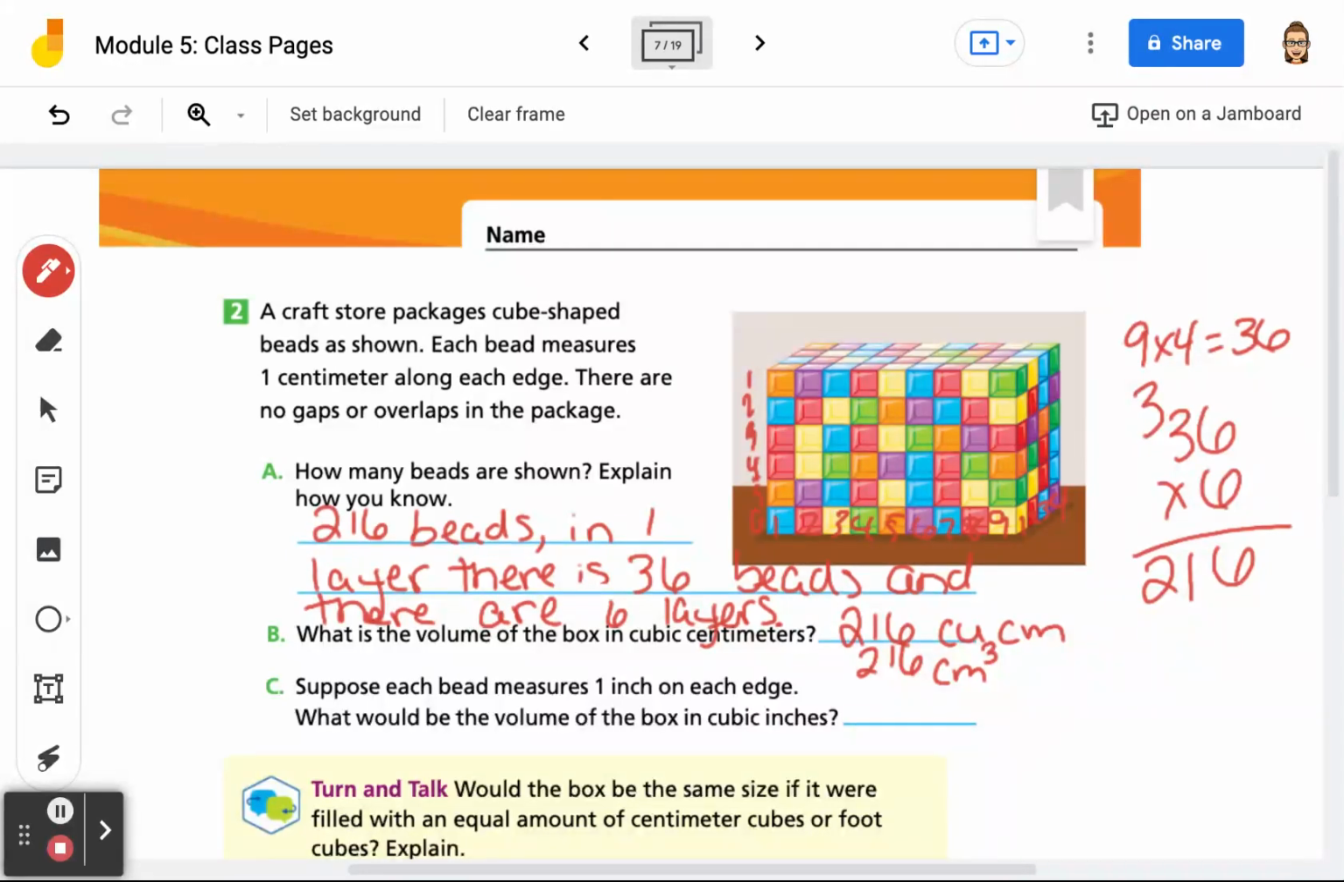So suppose each bead measures 1 inch on each edge. What would the volume be in cubic inches? Well, we would just be changing our unit. So it would be 216 either cubic inches or 216 inches cubed.